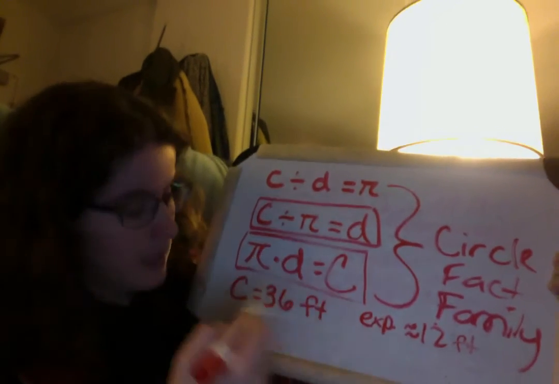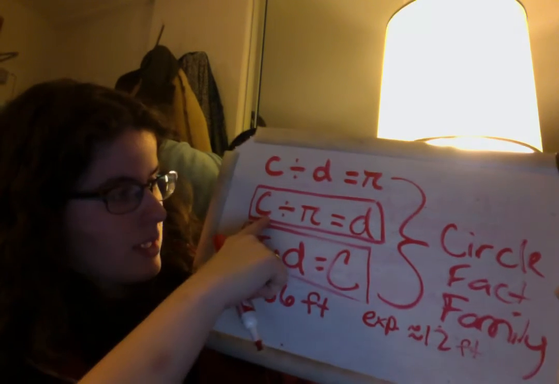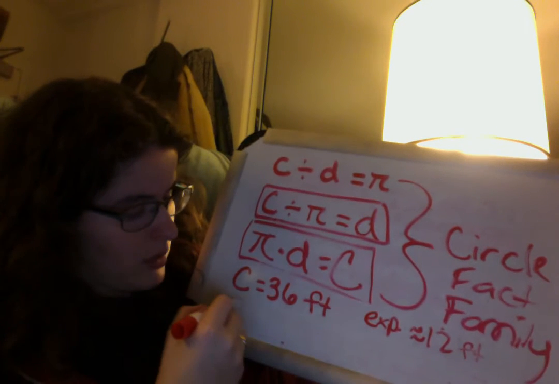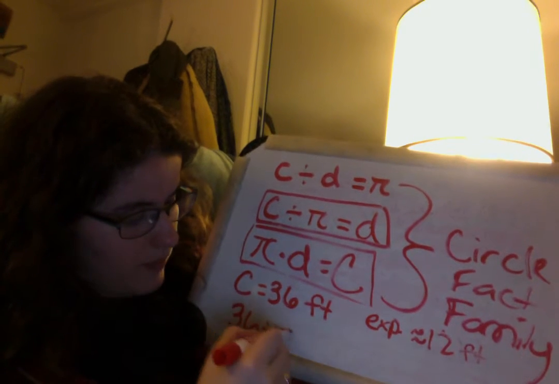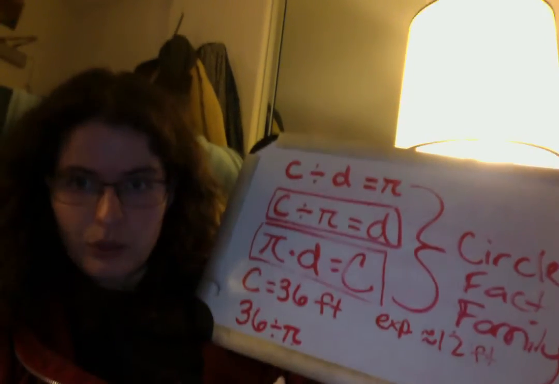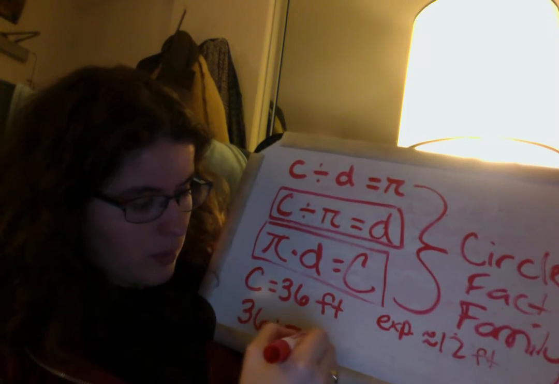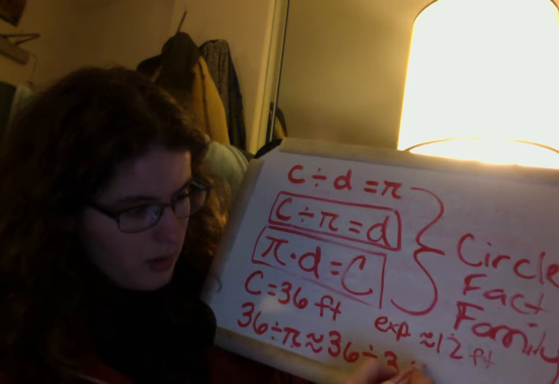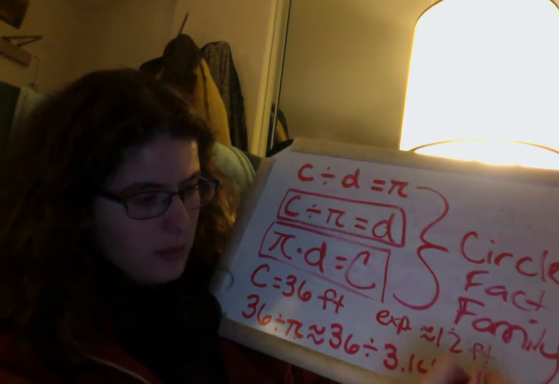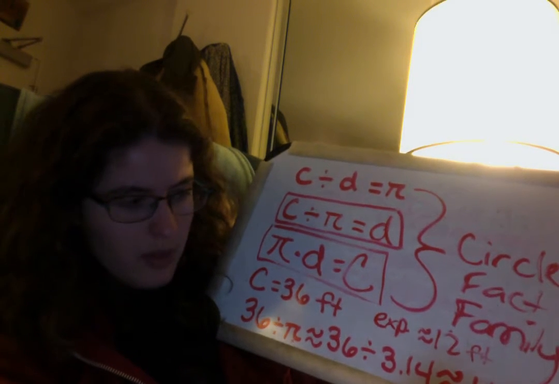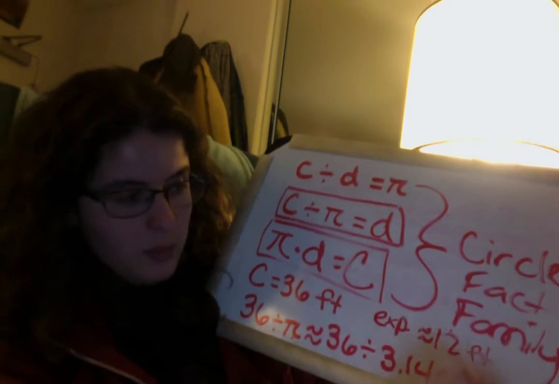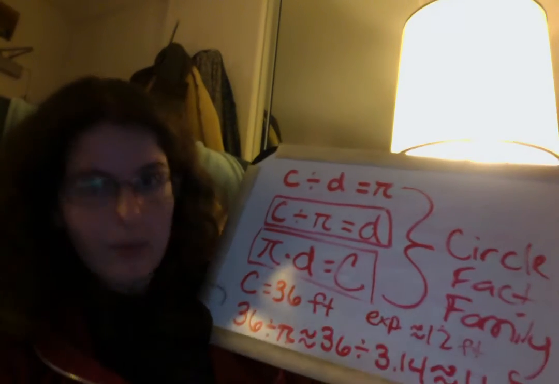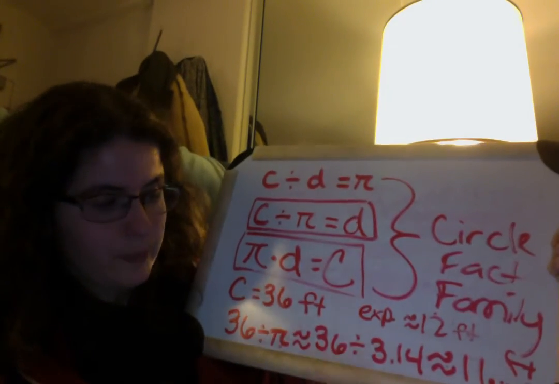Let's get that exactly. Since I know the circumference and I want to find the diameter, I'm going to use c divided by pi equals d. So I could say 36 divided by pi. That is my exact solution. If I wanted to approximate that, I would say 36 divided by 3.14, and that's going to be approximately 11 and some change. I know it's 11 and a decimal. That's approximately 12 feet, so that tells me that I'm doing well. That matches what I know should be true.